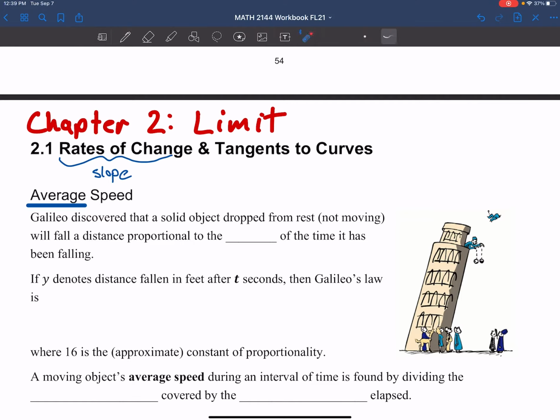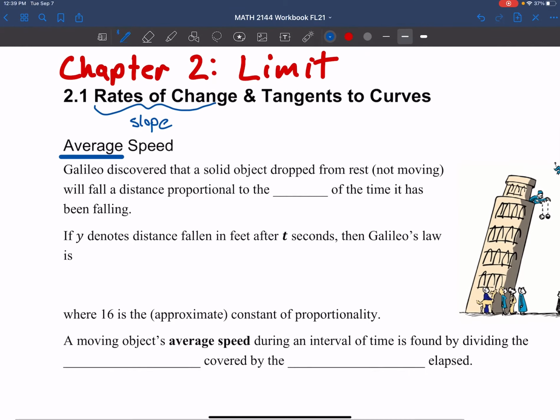So we start with this dangerous example right here. Dangerous because you can see this guy is dropping metal balls from the Leaning Tower of Pisa. Don't recommend you do that. Probably not safe. Probably get arrested. But we have Galileo here. He did this experiment. He discovered that solid objects dropped from rest, aka not moving, will fall at a distance proportional to the square of the time it has been falling.